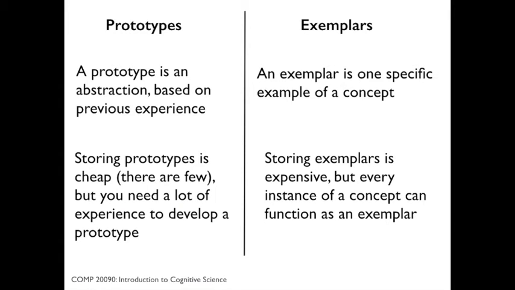And when we meet something, if we have a lot of experience, we're probably comparing it to a prototype. Prototypes are useful if we want to store this knowledge somehow, because we won't have very many prototypes. I don't have to remember every chair I've seen in my life. Exemplars are expensive, but there again, we only will use this for something that's relatively new, where we have little experience and where we have to compare something new with something specific that we've seen.